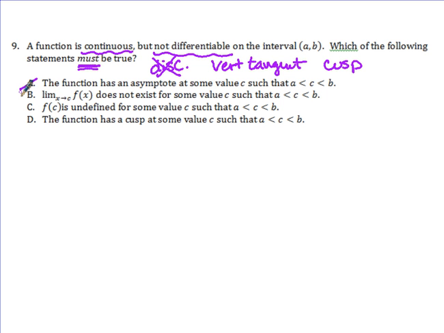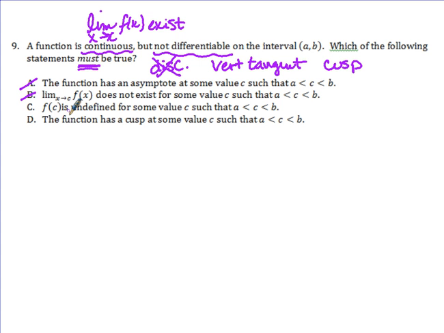The limit as x approaches c of f of x does not exist for some value c such that c is between a and b. Well, they told us that the function was continuous, and we know that part of the definition of continuity is that the limit as x approaches c of f of x must exist. If the function is continuous, it's going to exist for every point in between a and b, and so that's not the answer.